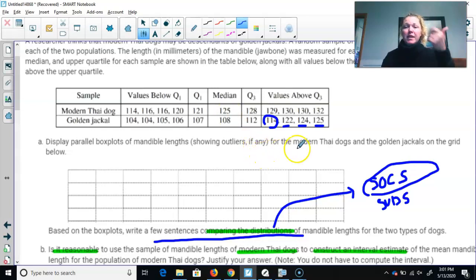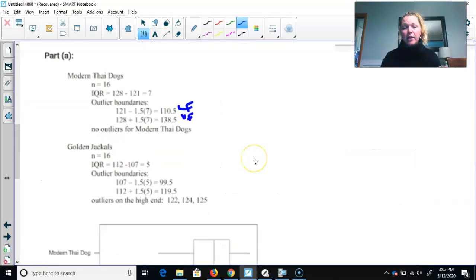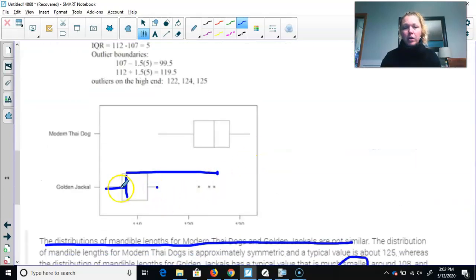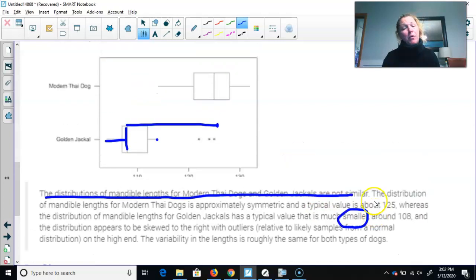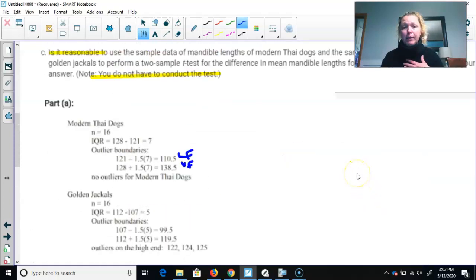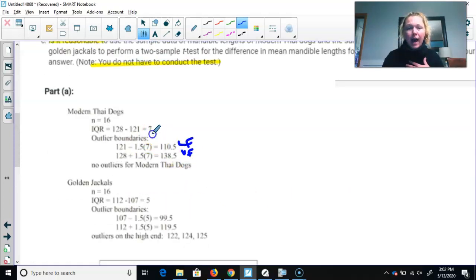Shape. I've talked about center now. Outliers. There are 3 outliers for the golden jackal. There are none for the modern Thai dog. Finally, the spread. I'm going to look at the quartiles when I'm given a box plot. Okay. And you can look at the picture here. The quartiles, right? So I would say the variability in length is roughly the same for both types of dogs. I personally would calculate it. You can see the IQR right here. I wouldn't say it's the same.